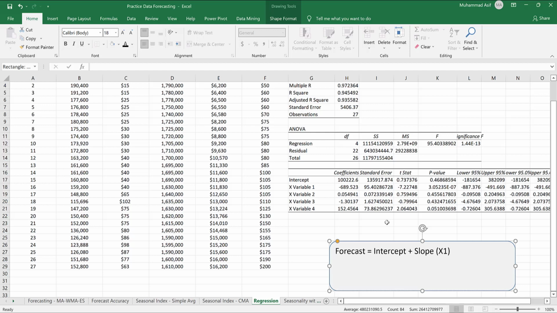plus slope of x2 variable, plus slope of x3, and finally slope of the last variable.